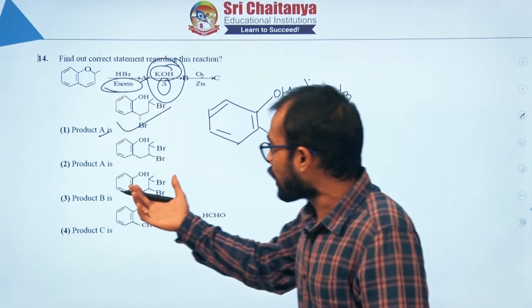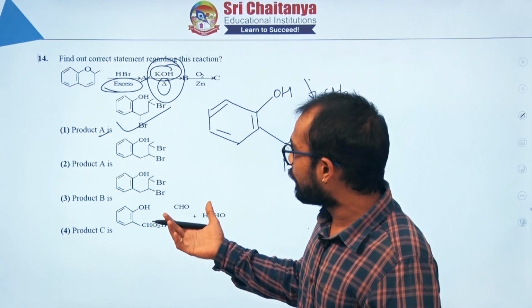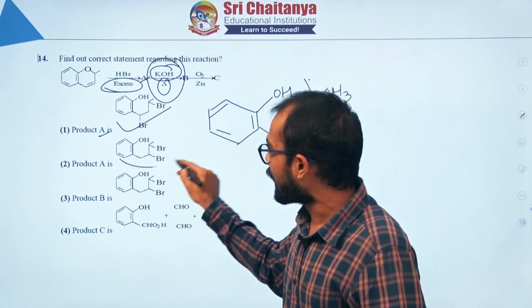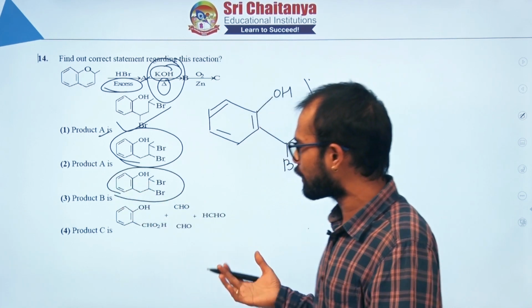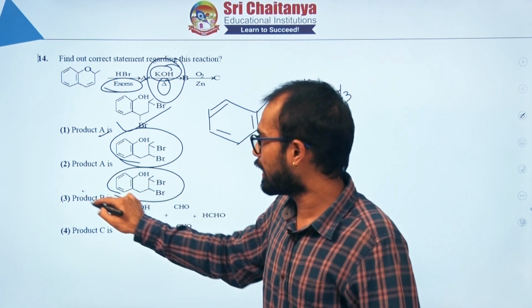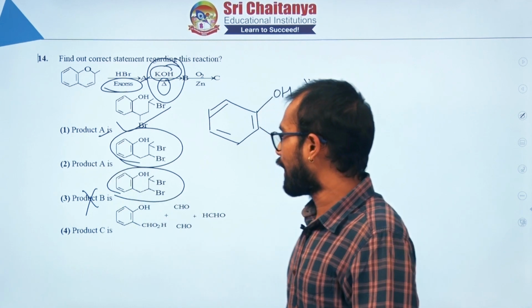So, we do not see any kind of pi bond in my option B, as you can see here. This is my option B, there is no pi bond. So, B is incorrect and A we have already found.